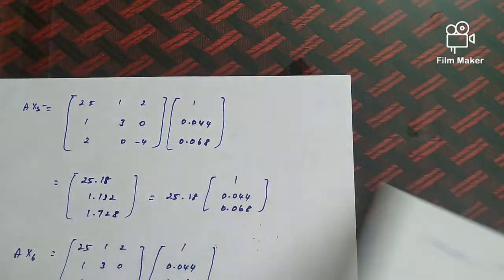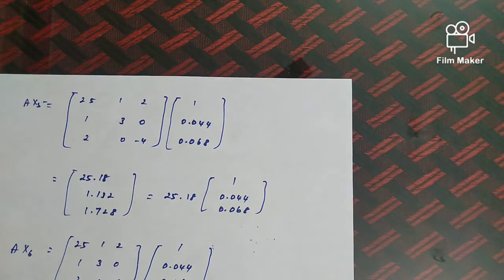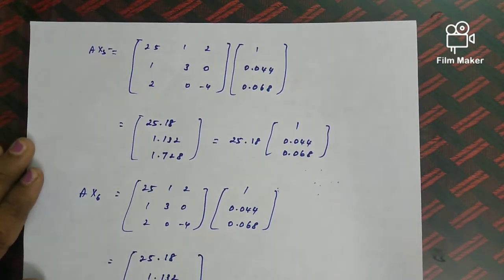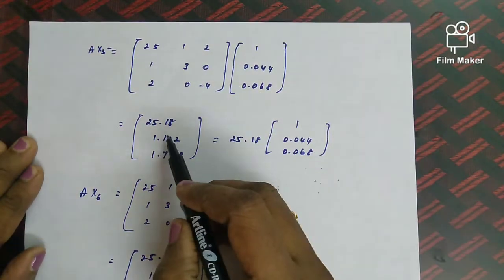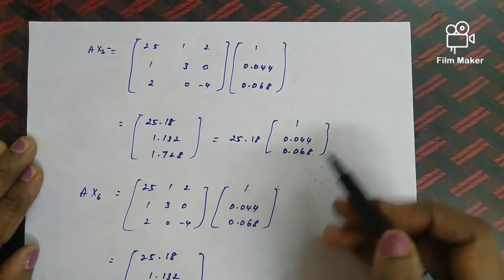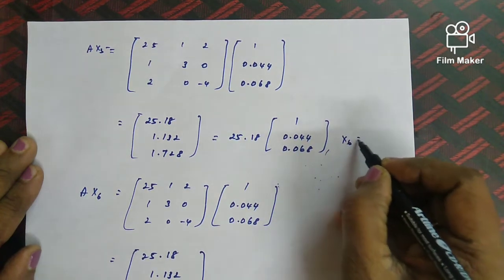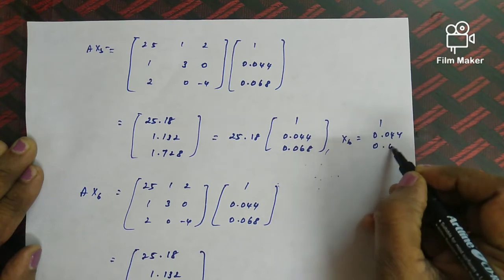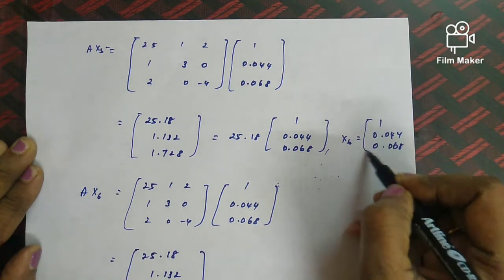With this x5 we can form Ax5. Okay. So Ax5, Ax6, like that we can do this. So now we go for Ax5. With x5 we can get this matrix, and here 25.18 you can take outside. So this is our x6, where x6 equals 1, 0.044, 0.068. This is our x6.